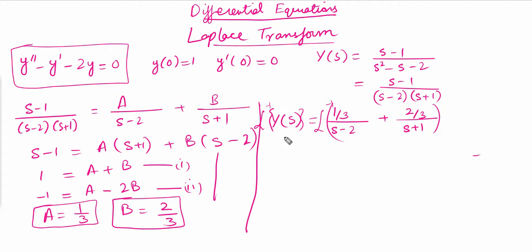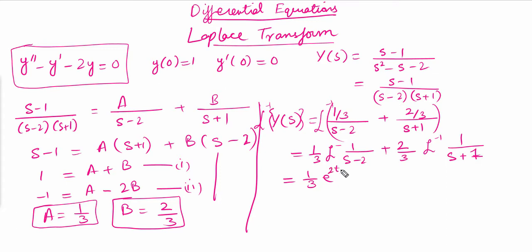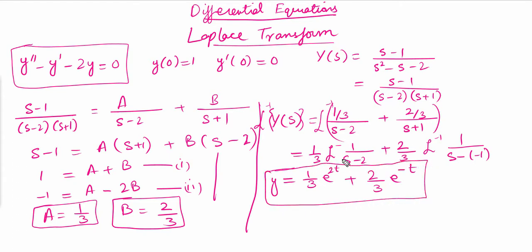For this purpose, 1 over 3 will be written as it is. So it's 1 over 3 times the inverse Laplace of 1 over s minus 2, plus 2 over 3 times the inverse Laplace of 1 over s plus 1. The answer will become equal to 1 over 3 e to the power of 2t plus 2 over 3 e to the power of negative t, because s plus 1 can be written as s minus (negative 1), so this minus 1 will be written over here. So this will be the final answer for our second order differential equation by using the method of Laplace transform.